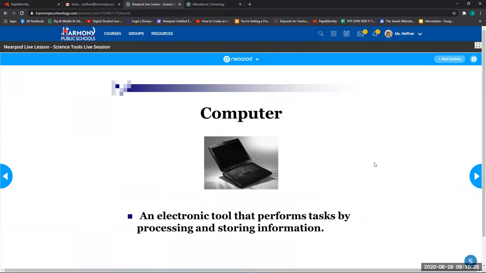The first thing we always use, which you guys are using right now, is a computer. It performs tasks by processing and storing information. Computers are the number one tool that scientists use. They put all their data into it. You can use a computer to create graphs. When you create your data tables, you can link them to a spreadsheet, and then using the spreadsheet, you can automatically create a graph.